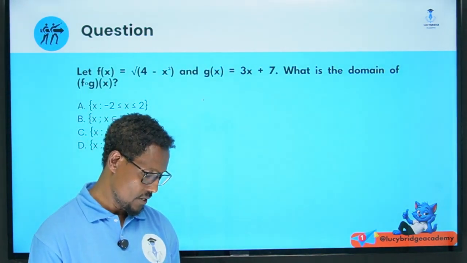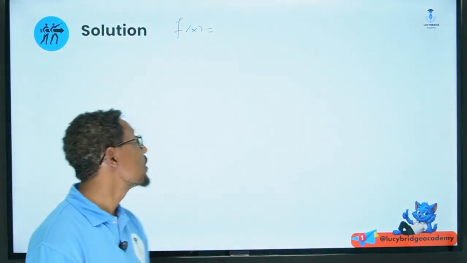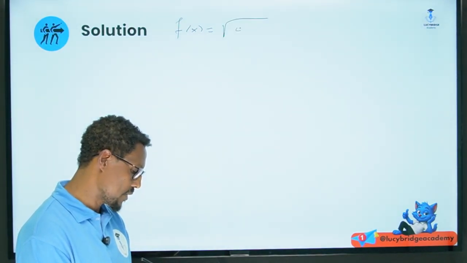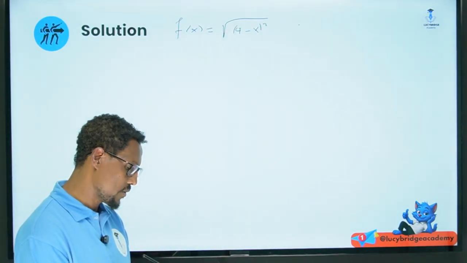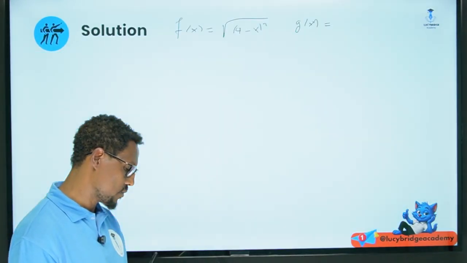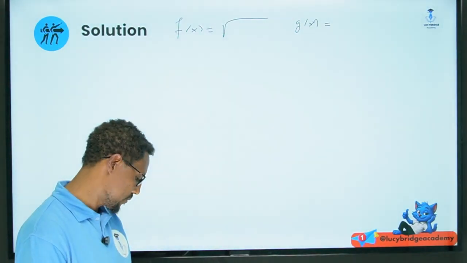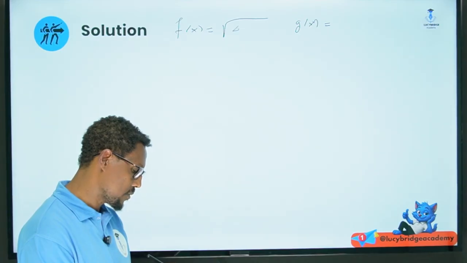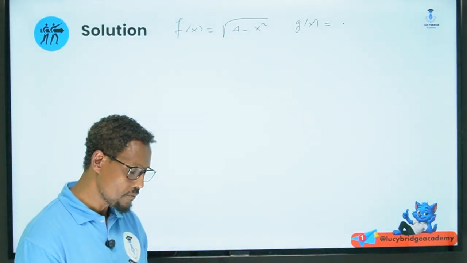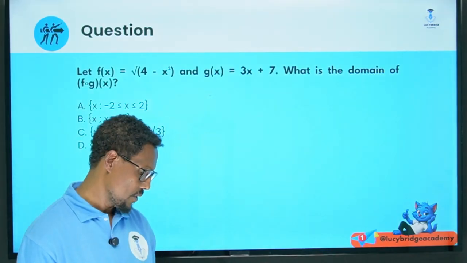Okay, now f of x means f of x is equal to the square root of 4 minus x squared. Not the square root of 4 minus x, the whole squared, but 4 minus x squared. And g of x is equal to 3x plus 7.